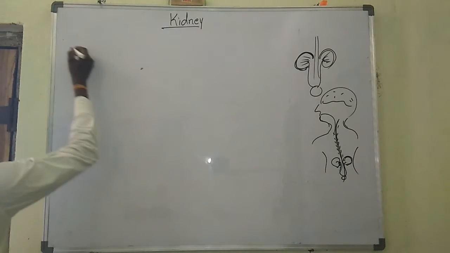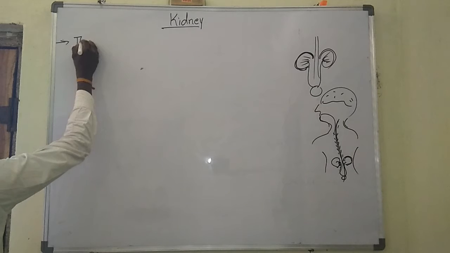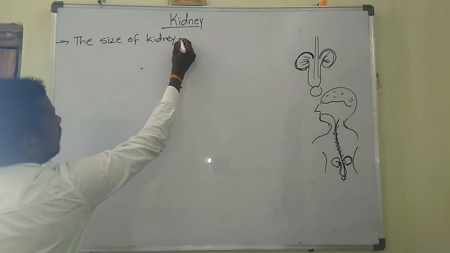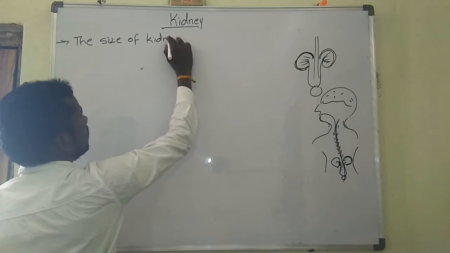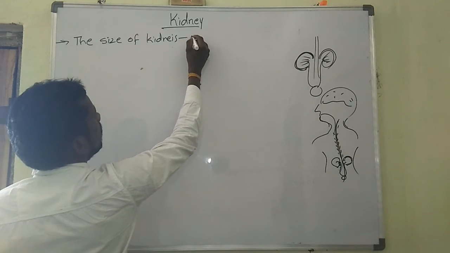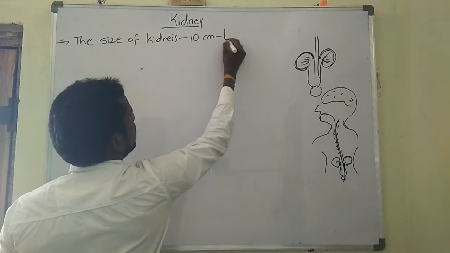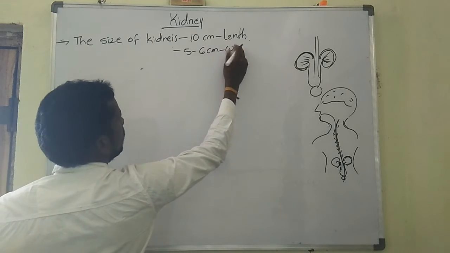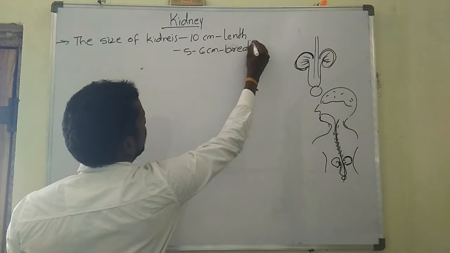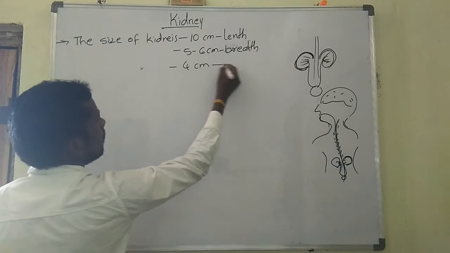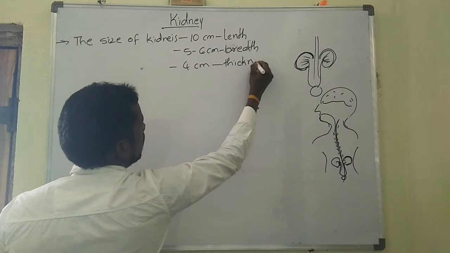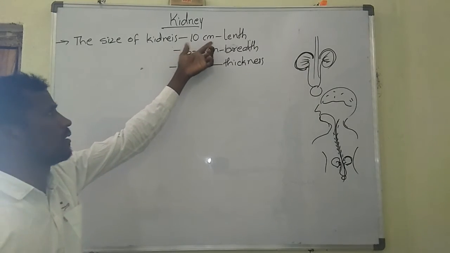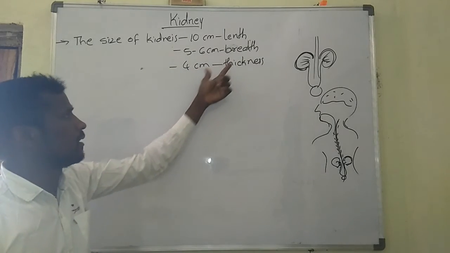Next, the size of kidneys. Each kidney is 10 centimeter in length, 5 to 6 centimeter in breadth, and 4 centimeter in thickness. Look at here, the size of each kidney: 10 centimeter length, 5 to 6 centimeter breadth, and 4 centimeter thickness.